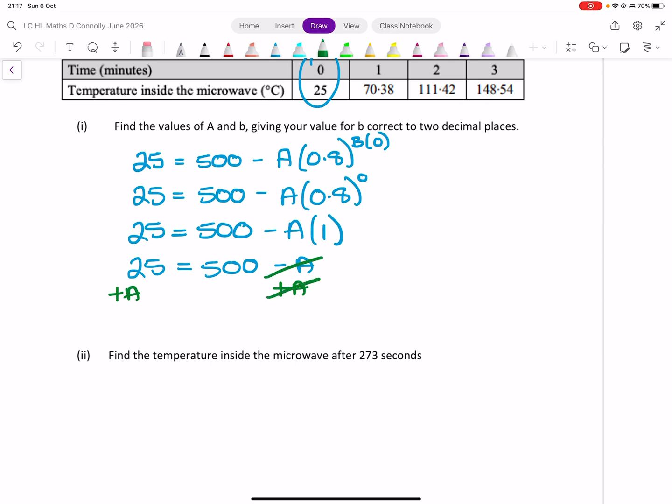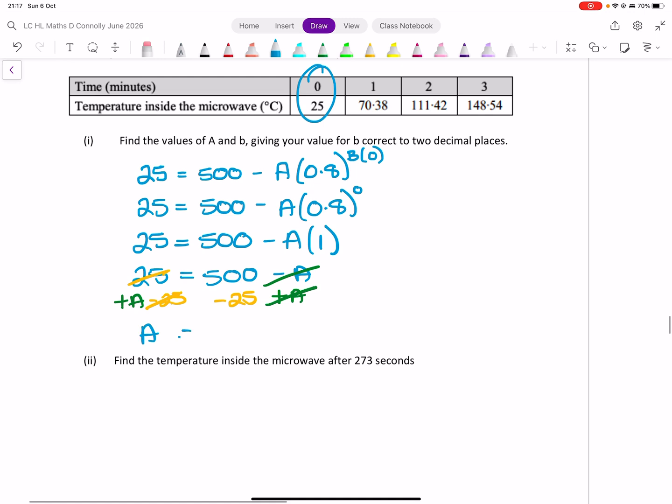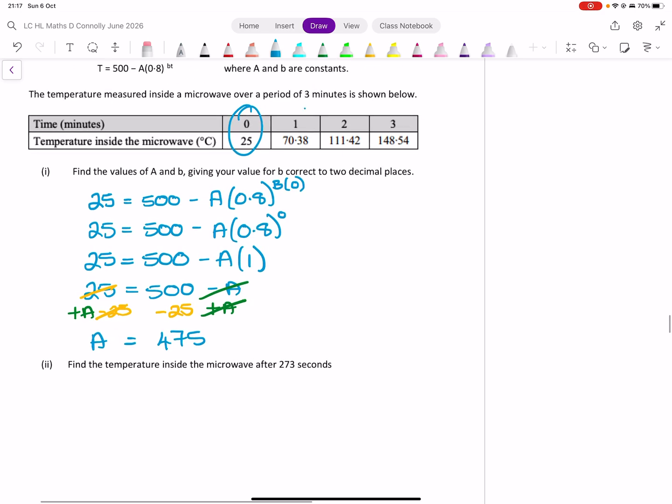Then we can just algebra our way out of this one. So I'm going to make it positive, and then minus the 25 to get rid of it here, and minus the 25 over here. So a is isolated on the left hand side, and 500 minus 25 is 475 for a. And now I should be able to use this one to get b.